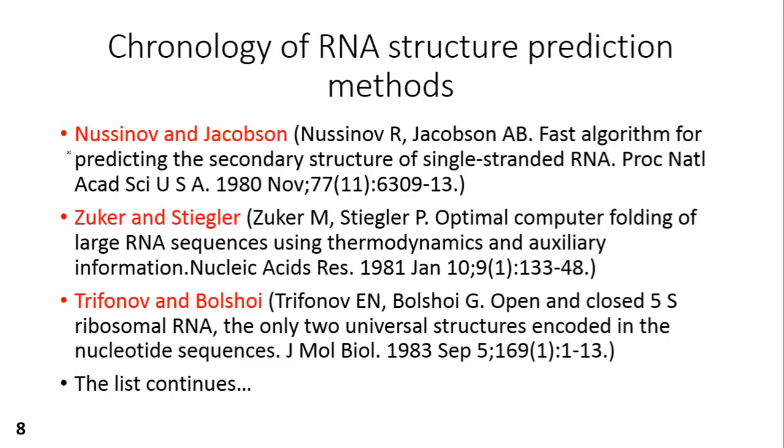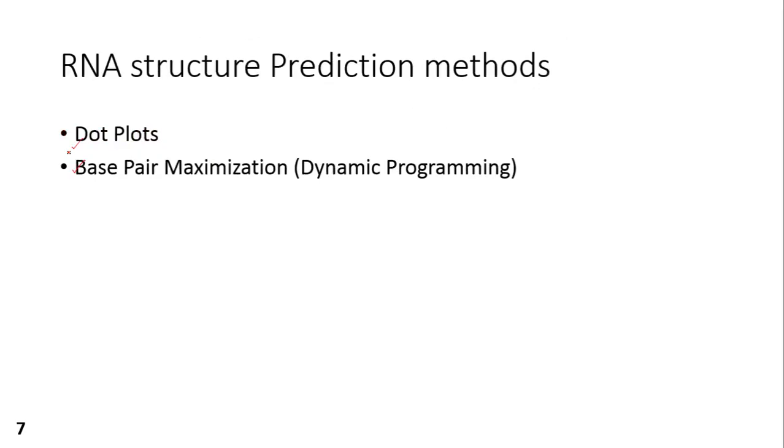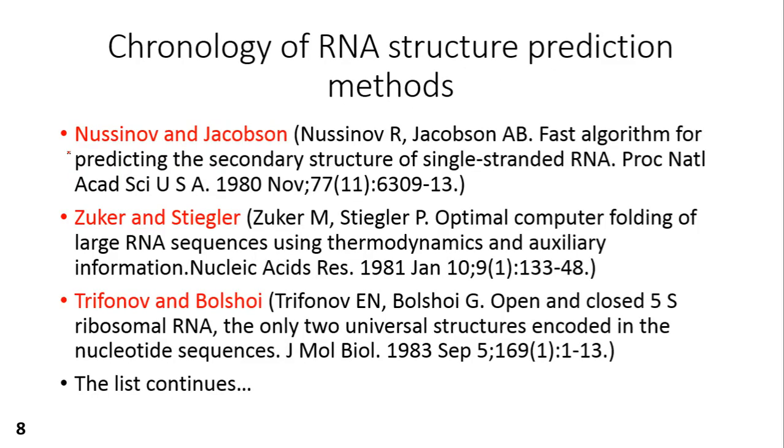So, yes, here is the chronology, or you can say the order in which the RNA structure prediction methods have evolved. The very first and pioneering work was done by Nussinov and Jacobson, and their paper was published back in 1980s in PNAS.